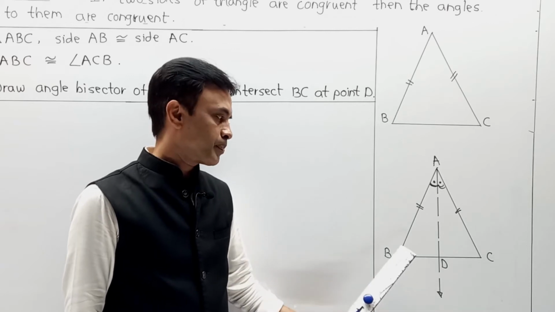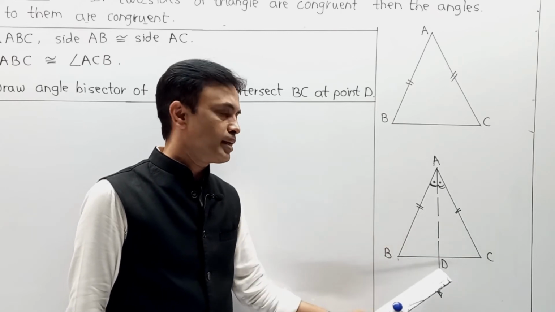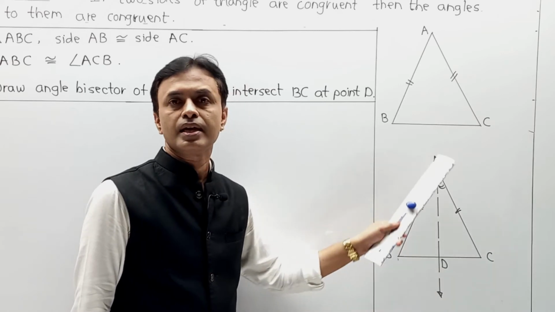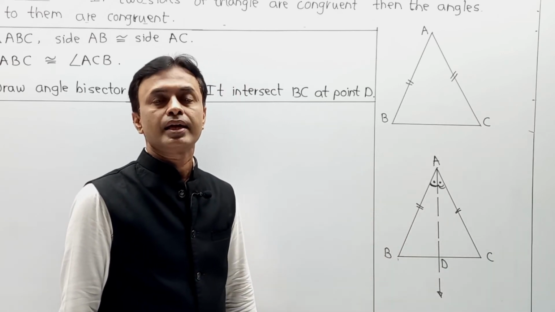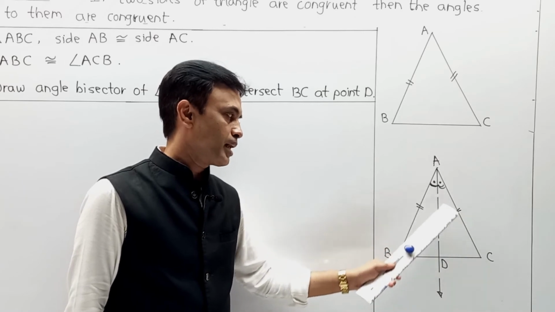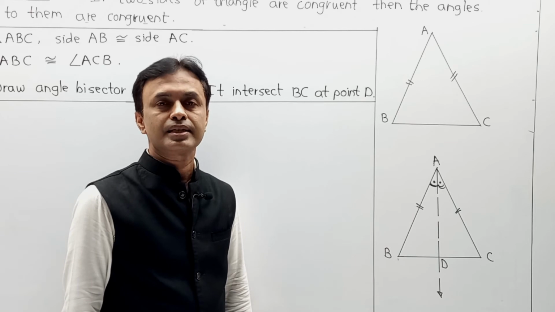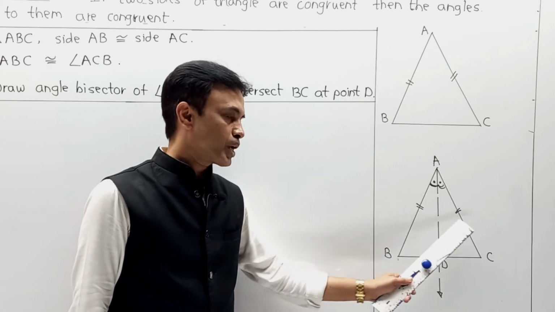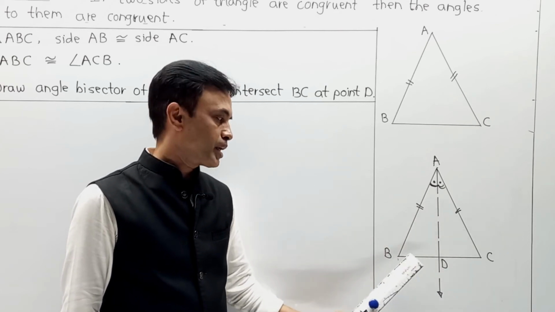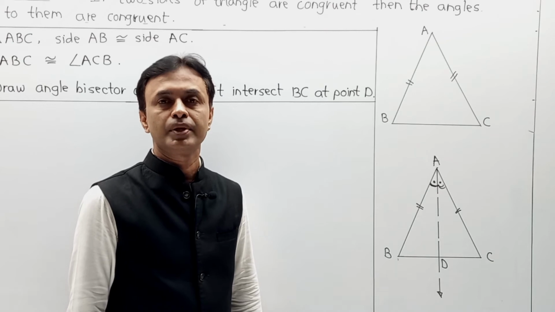Naturally we can say that triangle BAD is congruent to triangle CAD by side angle side test of congruency, or you can say SAS test of congruency. When two triangles are congruent, naturally their respective angles must be congruent, and we can show that angle B is congruent to angle C. And in this way we can complete the proof.